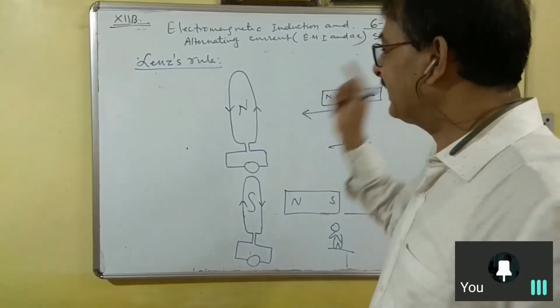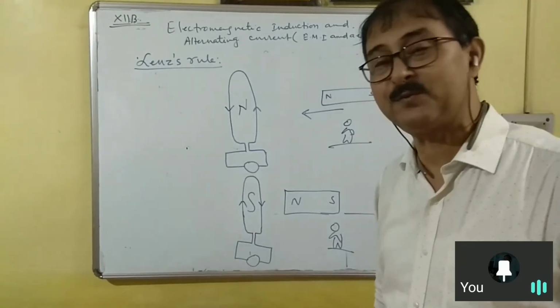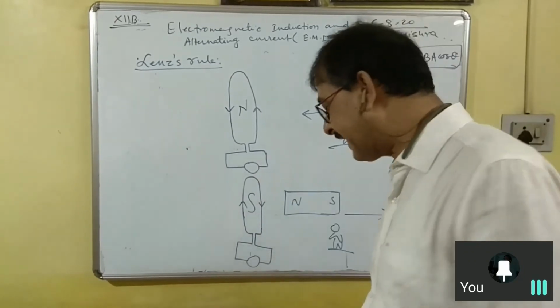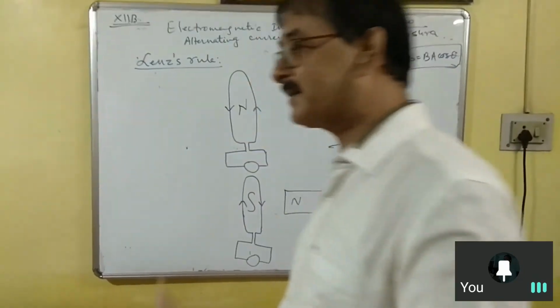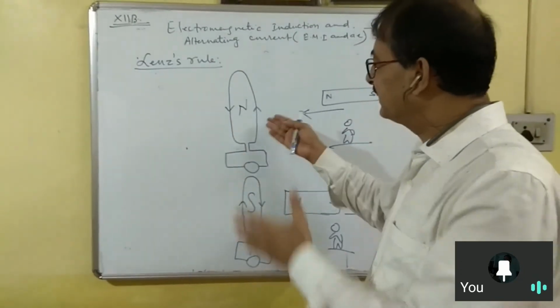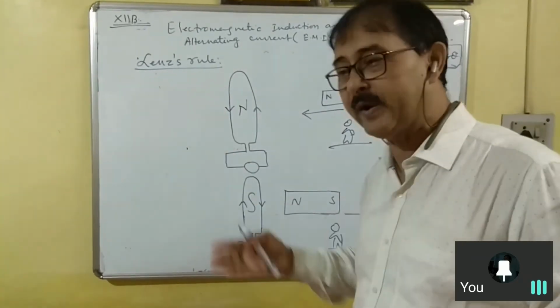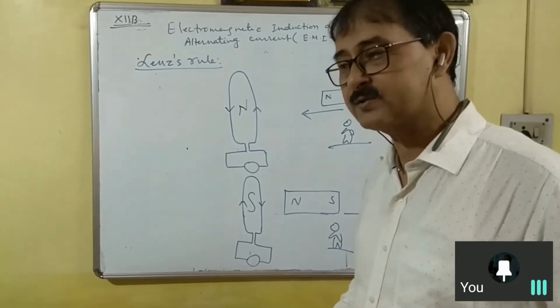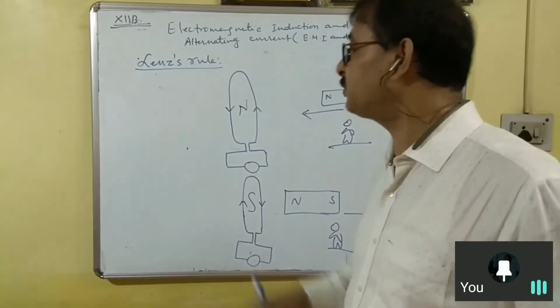So why was the negative sign given in Faraday's law? Try to understand this fact. That negative sign is because of the fact that the induced current in the coil will flow in such a way that it will always oppose the very cause which produces it. Now ready to write the Lenz rule.